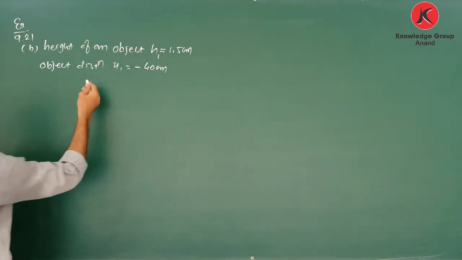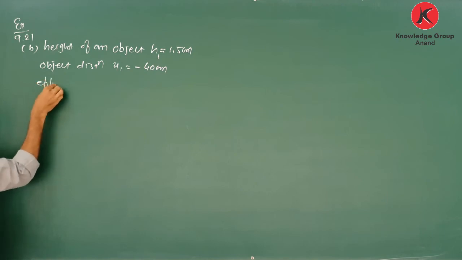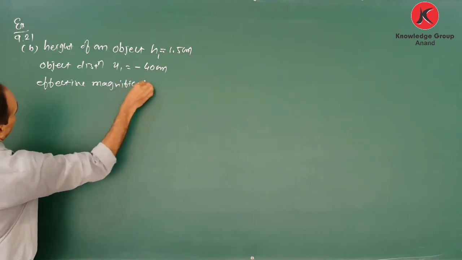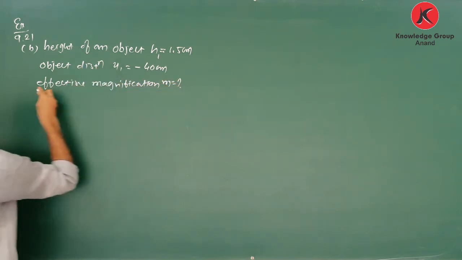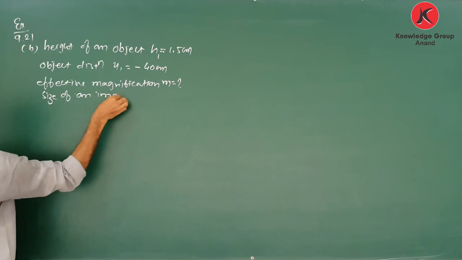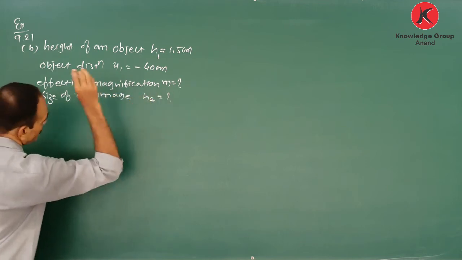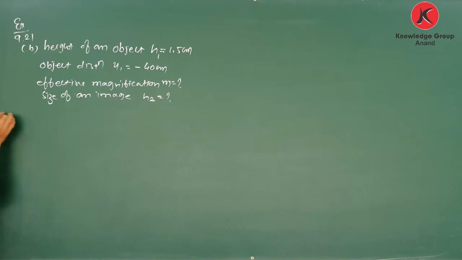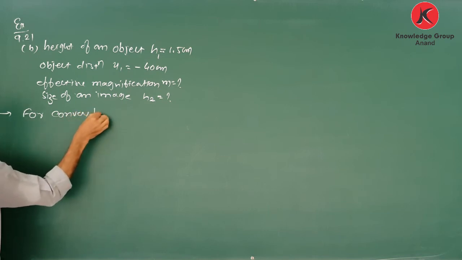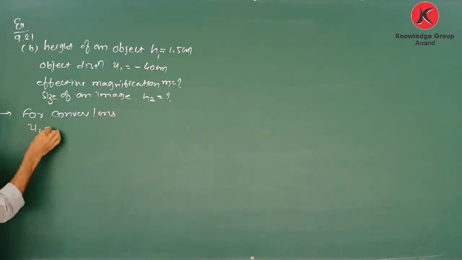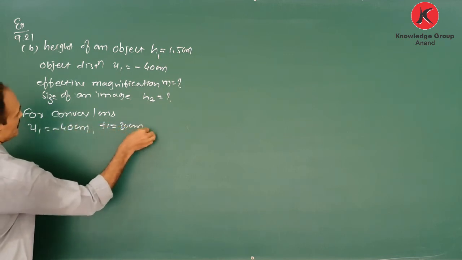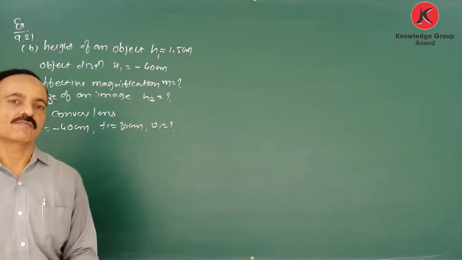The equivalent magnification, or the effective magnification M, we have to find out, and also the size of the image. We have to find out each two. So first, for the objective lens, the convex lens, object distance u1 is equal to minus 40 centimeter, f1 is 30 centimeter. We have to find out the v1.